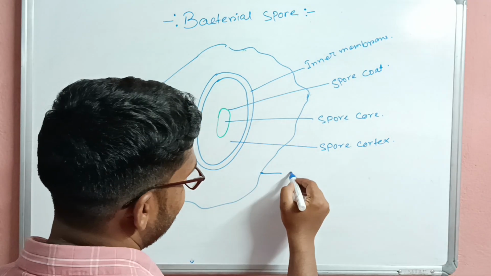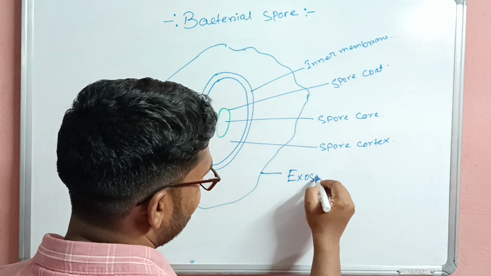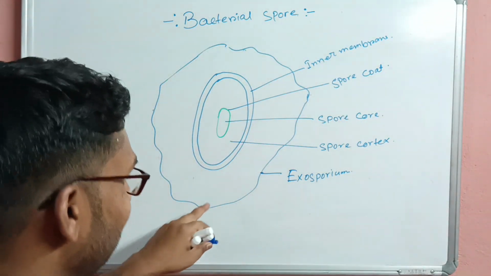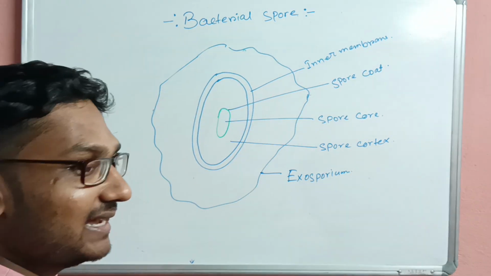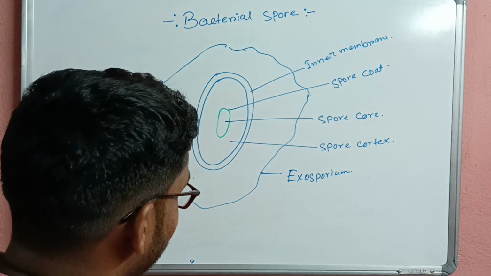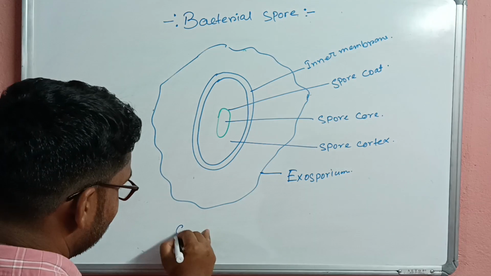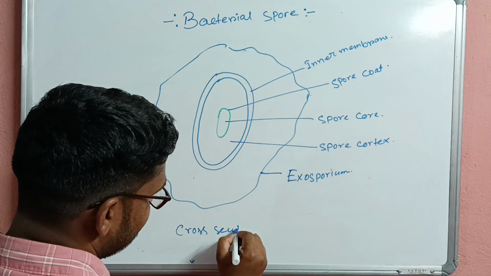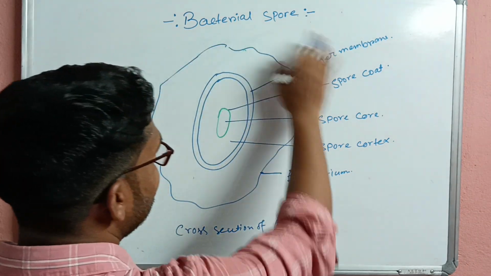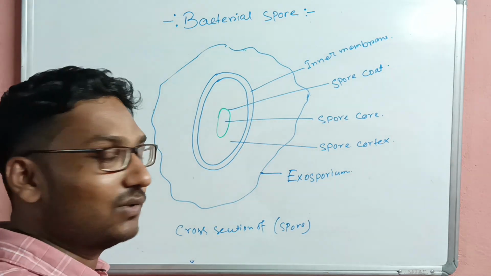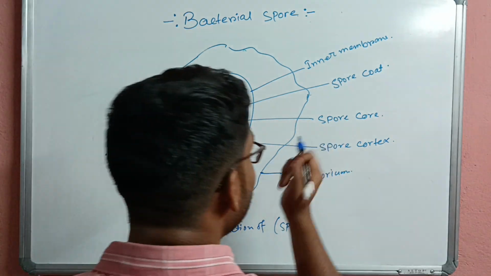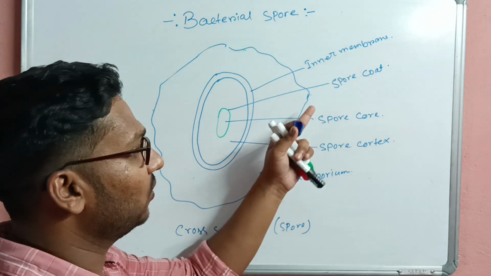And exosporium. So it is another formation of exosporium. After the formation of this, it secretes the lysozyme and breaks the normal cell. So this portion is together. This is the cross section of the spore. If we cross section this structure, we can observe all these layers. This one is very important, this spore core and this spore coat.